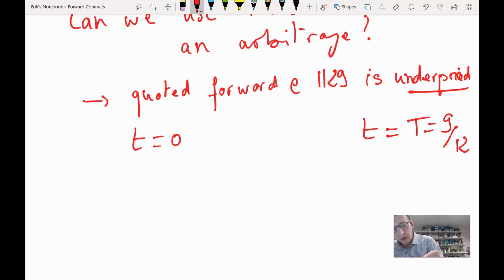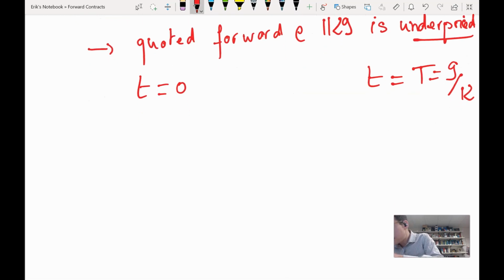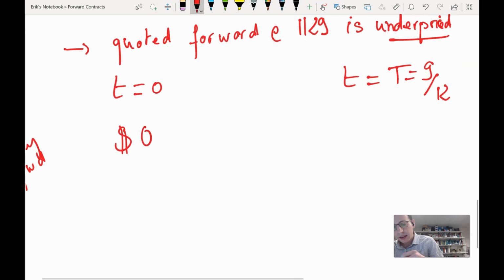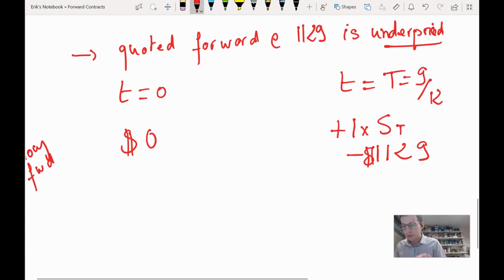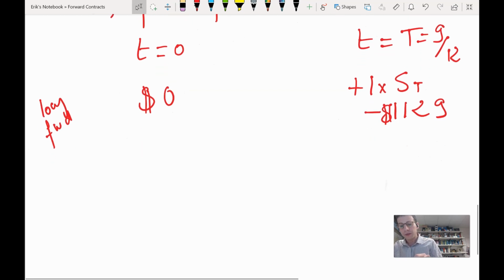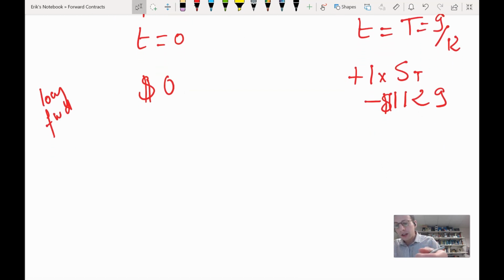Okay, so we have two time periods, today and tomorrow, and as we said, we go long the forward, usually nothing today. And now at maturity, I receive one unit of the stock and I pay for it at the forward price, 1129. So far, so good. Now, if I want to build an arbitrage, I want to make sure that I have positive dollars at every point. Where we're going is to show that there is 0 here and something positive here.